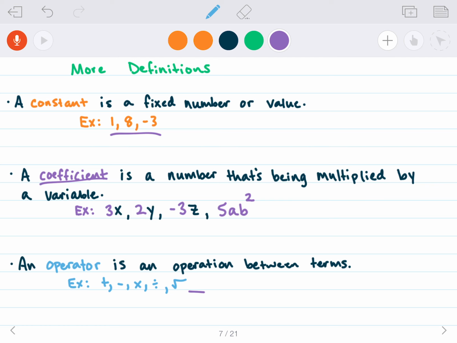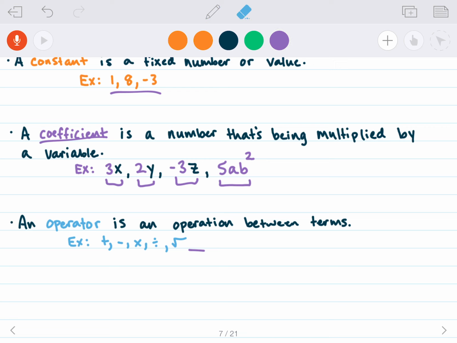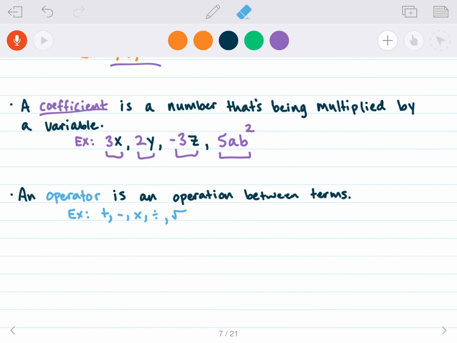A coefficient is a number that's being multiplied by a variable. For example, in the term 3x, the number 3 is the coefficient because it's being multiplied by the variable x. In 2y, 2 is the coefficient. In -3z, -3 is the coefficient. In 5ab squared, 5 is the coefficient. Okay? An operator is an operation between terms. So as I mentioned before, plus, minus, times, division, square root, all of these things are operators.